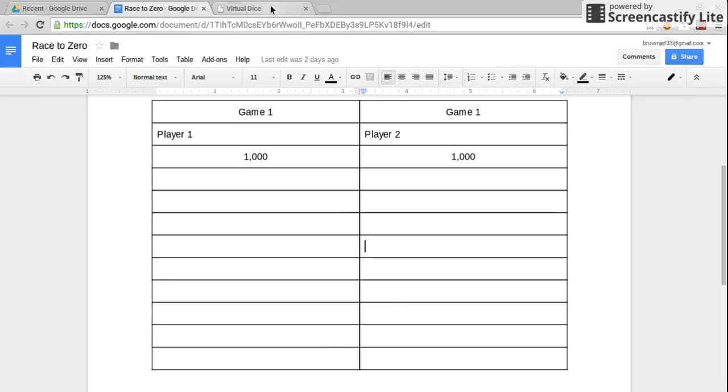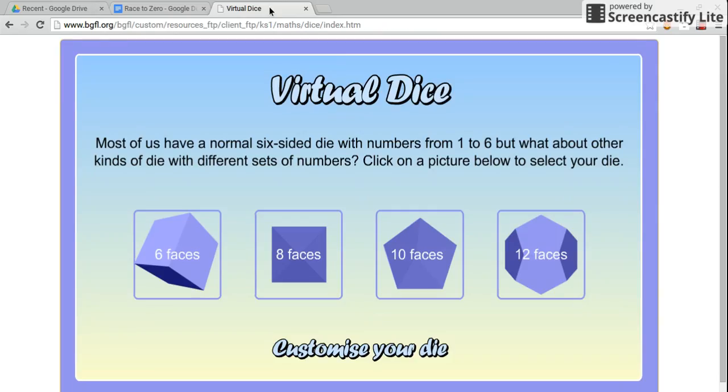So I'm going to go grab some virtual dice here. Use a 6-faced die, which is what we have in the classroom. So I'm going to roll my number first. So here we go. I've got a 3, 2, 1. That's 321 if you're keeping track.